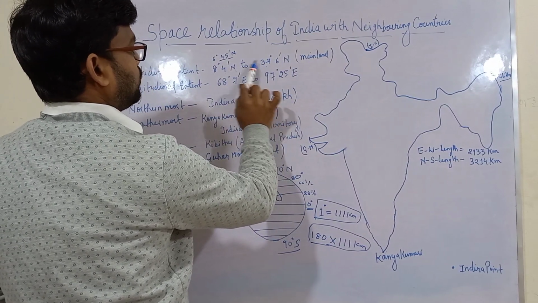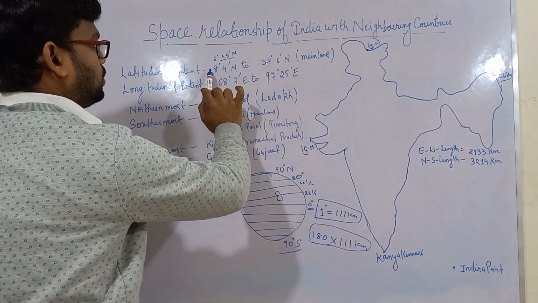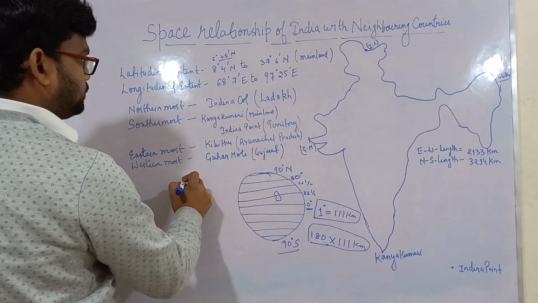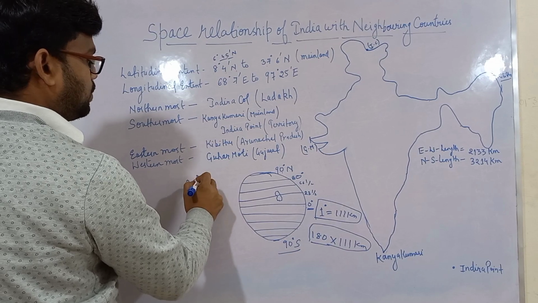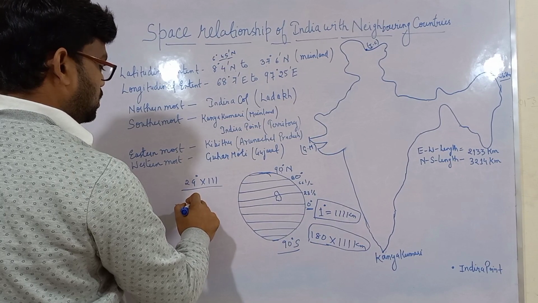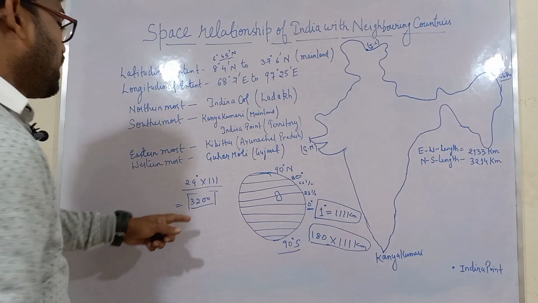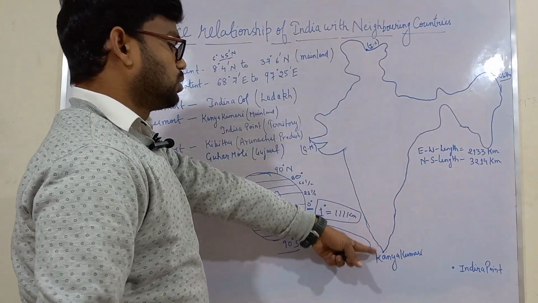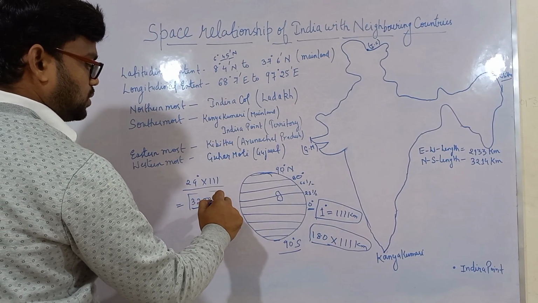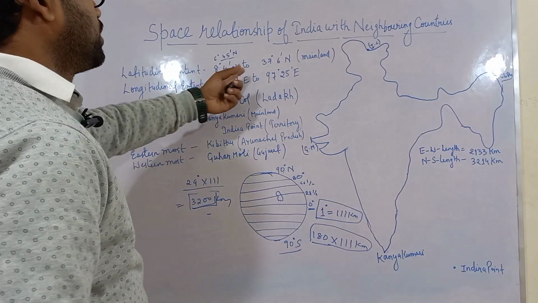If we subtract 8 degree 4 minutes from 37 degree 6 minutes, we will get something around 29 degrees. If we multiply this with 111, we will get something near about 3200. So we will find that India's north to south distance is near about this many kilometers. Okay, so this is the meaning of latitudinal extent.